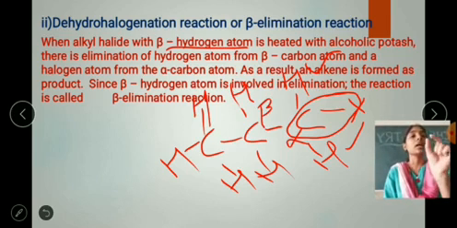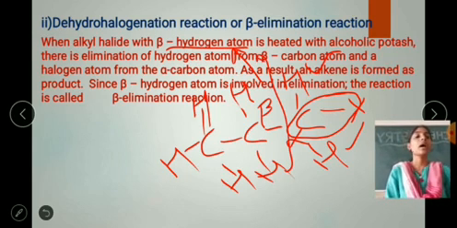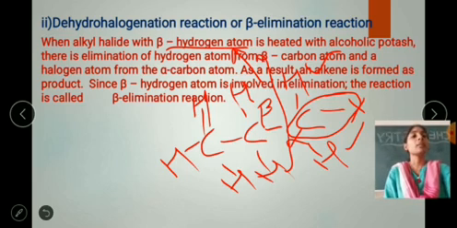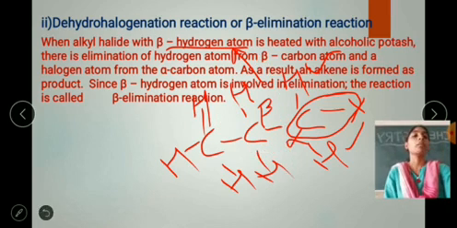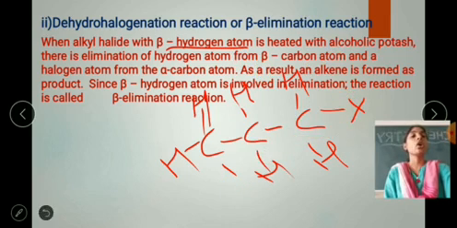Then the hydrogen attached to that beta carbon atom is called beta hydrogen atom, right? These two are beta hydrogen atoms, okay? And the adjacent carbon atom next to that is called the gamma carbon atom, and the hydrogen attached to it is called gamma hydrogen atom. I think you all have clearly understood the meaning of beta hydrogen atom, right?